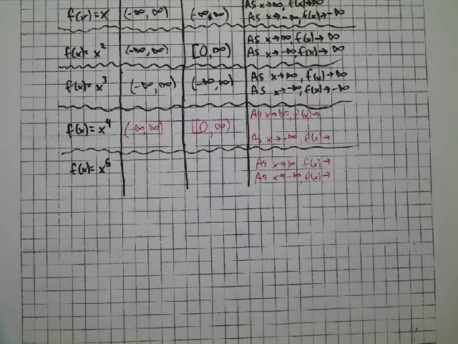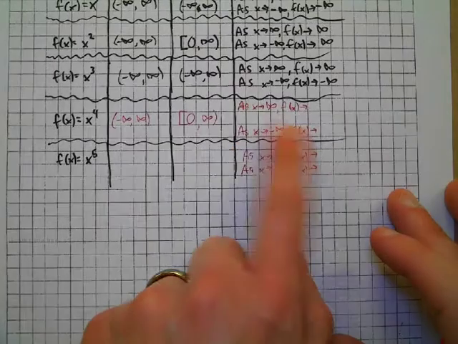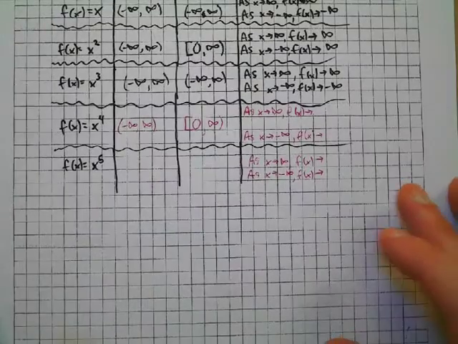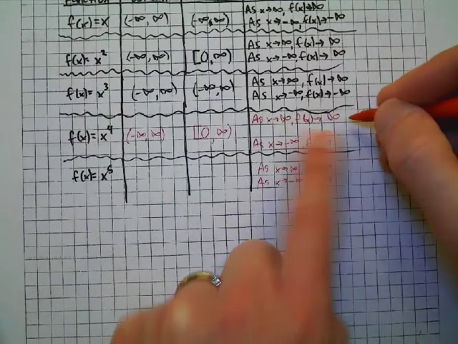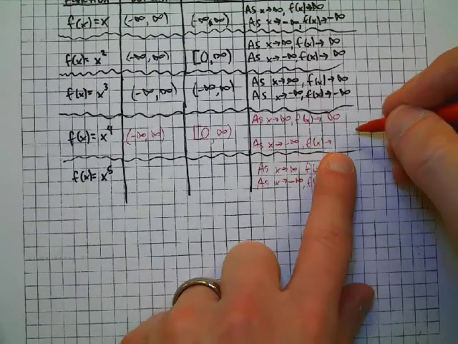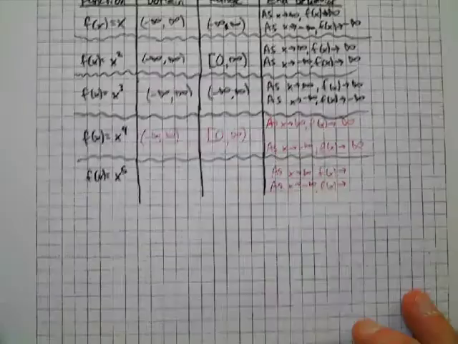How about Michael? And you're the only Michael today. So, Michael, how about the end behavior here? As x goes to infinity, for x to the fourth, f of x will go to infinity. And as x goes to negative infinity, f of x will go to infinity. That's right.